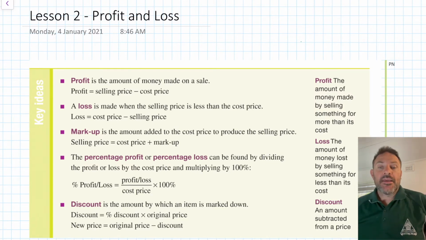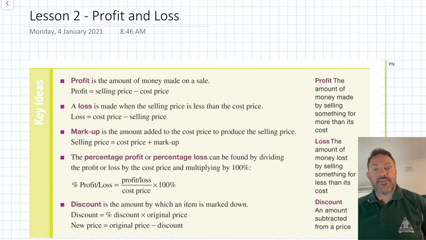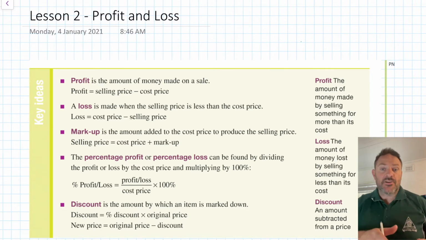A markup is the amount that you add on to a purchase price. So I might buy it for $10. I want to make a profit of $5. So that profit there, that's my markup. And then my markup price would be the $15 that I'm selling it for.